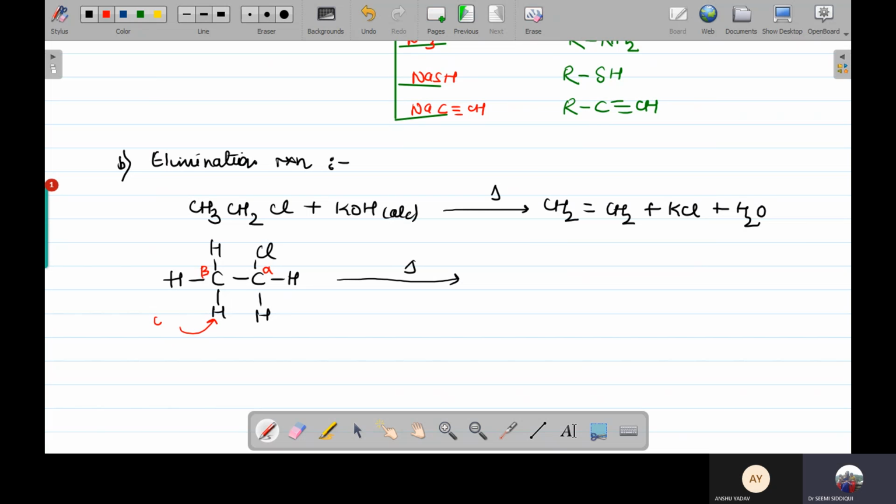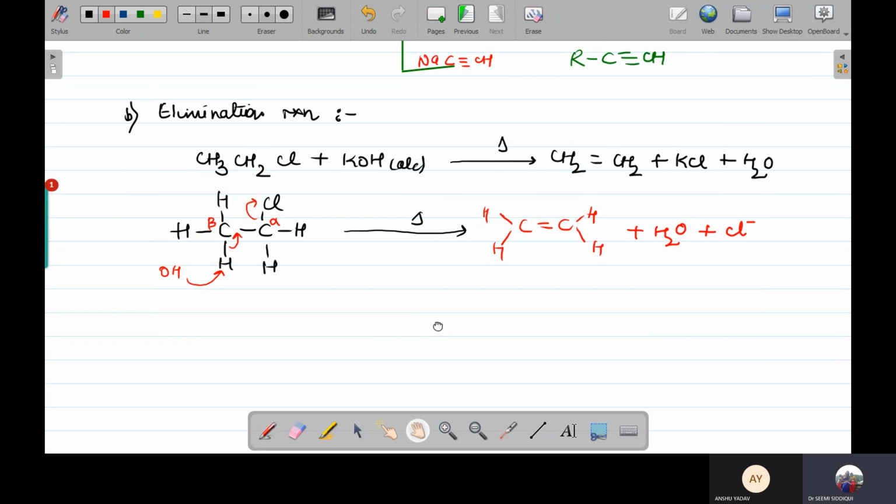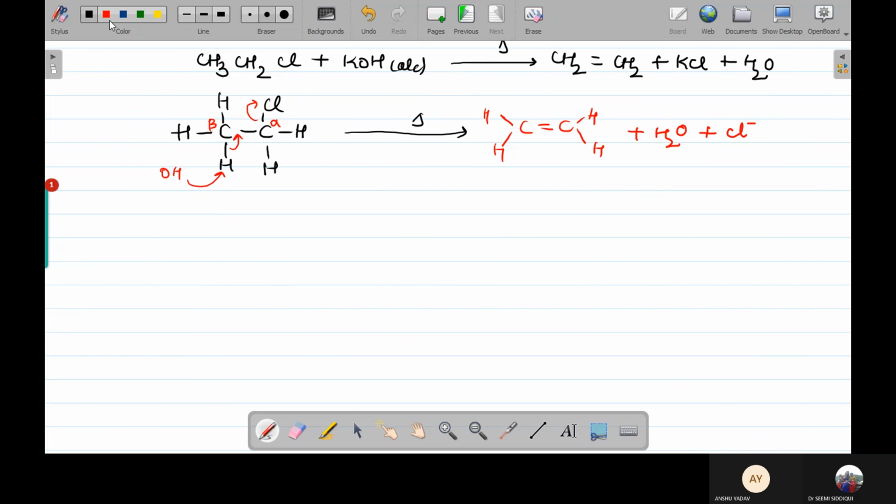When OH has come over here from the alcoholic KOH, it has attacked over here. Bond is going to shift over here and this bond is going to shift over here. Because of which, your alkene is formed and a water molecule is going to liberate, and the halide ion is going to come. Now, this is the case when I was having only one beta carbon atom over here. But we can have two beta carbon atoms also. So in that case, what is going to happen?